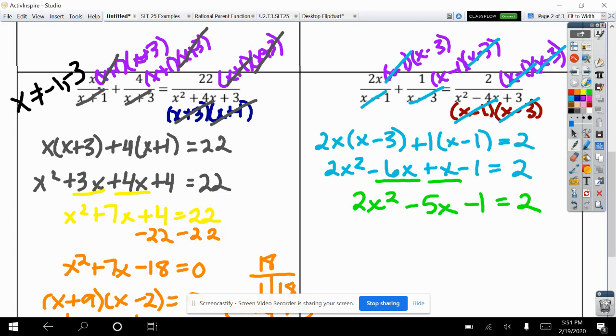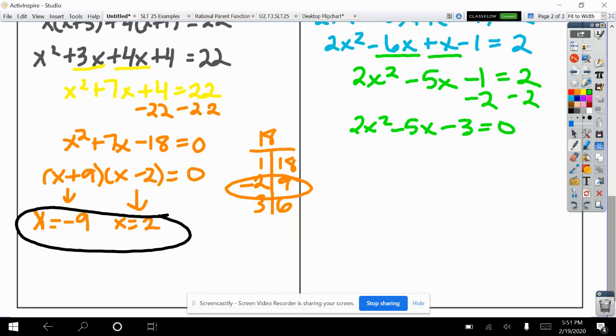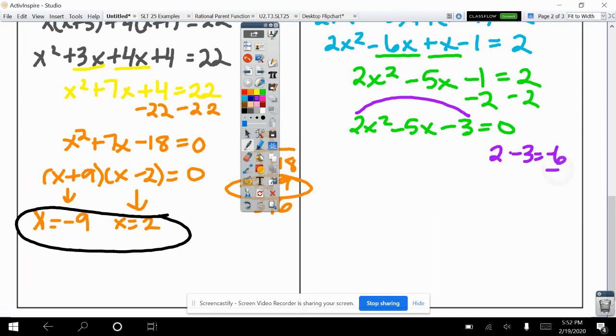Again, this is quadratic, so I need to get everything on one side, so it's set equal to 0. So I get 2x squared minus 5x minus 3 equals 0. You're probably upset because there's a 2 in the front, but you can use the box method, or you can also just guess and check. I know that I need to always multiply my first number with my last number to think about factoring this. So 2 times negative 3 gives me negative 6. So I need to think what multiplies to negative 6 and would add to negative 5. So I've got 1 and 6 and 2 and 3. If it needs to multiply to a negative and add to a negative, one of them has to be negative.